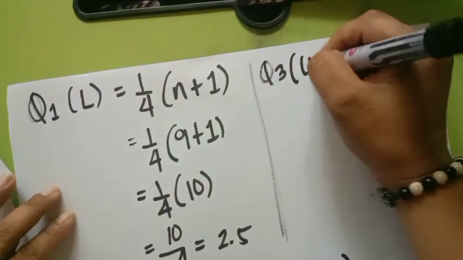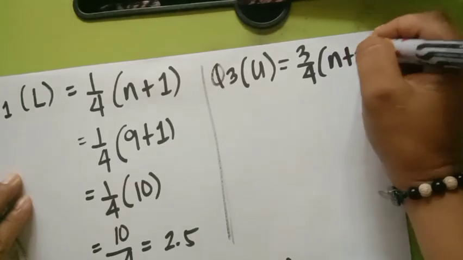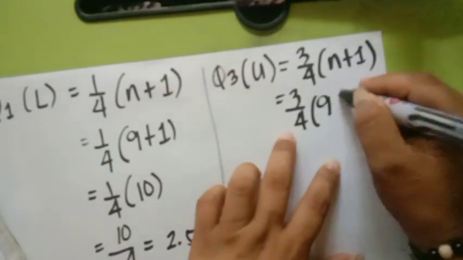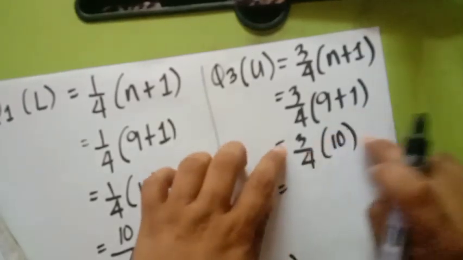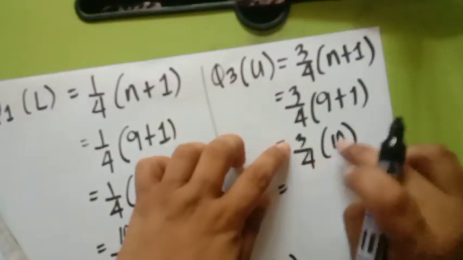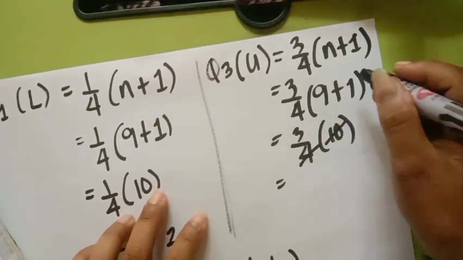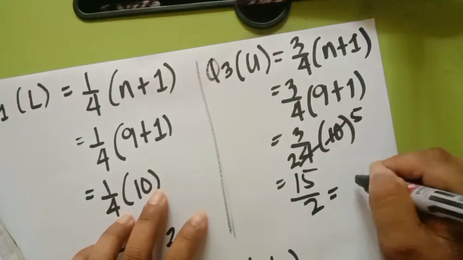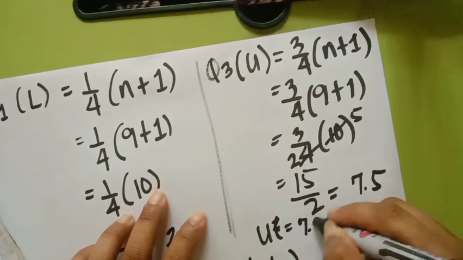Q3, or U, ang formula naman natin is 3/4 times N plus 1. So, 3/4, ang N pa rin natin is 9 plus 1. So, this is 3/4 times 10. Pwede na ninyong i-multiply 3 times 10 divided by 4, so that is 30 divided by 4. At pwede rin naman kayong mag-cancellation. 10 and 4, this is 5/2. 3 times 5 is 15 divided by 2, and that is 7.5. So, yung U natin is equal to 7.5.